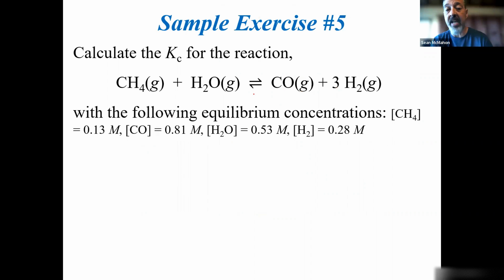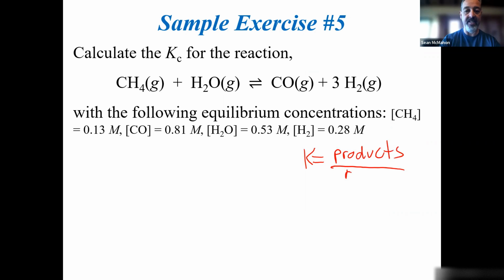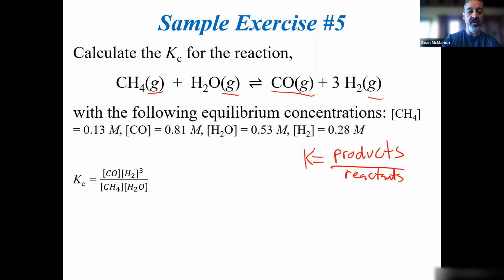So for your sample exercise number 5, we're going to do everything that we just did. We're going to set up our equilibrium quotients, and then we're going to plug in our numbers to actually calculate the equilibrium constant itself. So if you remember, the K of equilibrium is what? Products over reactants. Okay, that's what we do. Now we make sure this is a homogeneous equilibrium. They're all gases, so every species, every product, every reactant is in the quotient. So I set that up. So my products, carbon monoxide, hydrogen gas, which is cubed. Why? Coefficient of 3. Over methane and water.